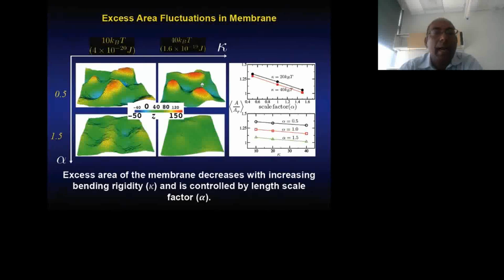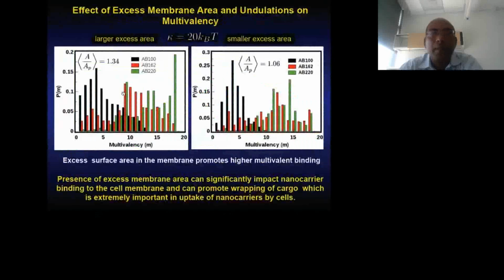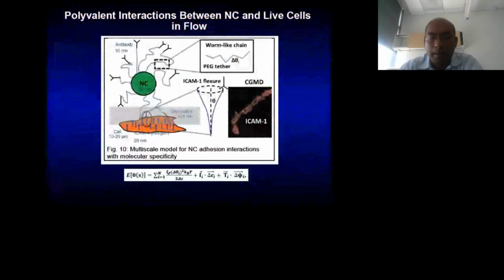And here we are showing you, for example, that depending on how much excess area of the membrane you have in the cell, you can have very different behavior of multivalent interactions. And in ongoing work, we are trying to examine the free energy landscape associated with these types of differences and so on. So this is actually work in progress. Another effort that we are doing in a similar spirit is to introduce different ways of conjugating the antibodies.